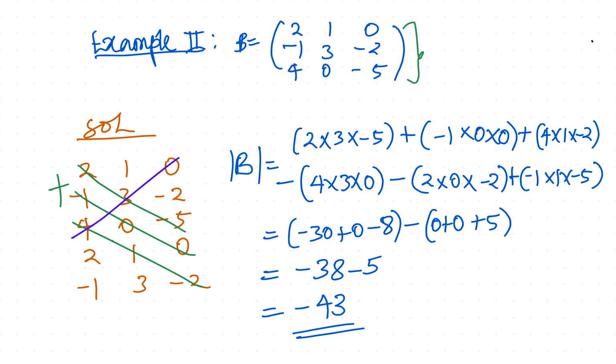So you have 2 times 3 times minus 5, which is 2 times 3 is 6, 6 times minus 5, that's minus 30. Then the next one is 1 times minus 1 times 0, that's 0. Then 4 times 1 times minus 2, 4 times 1 is 4, times minus 2, that's minus 8. Then 4 times 3 times 0, that's 0. 2 times 0 times minus 2, 0. Minus 1 times 1 times minus 5, that's plus 5.